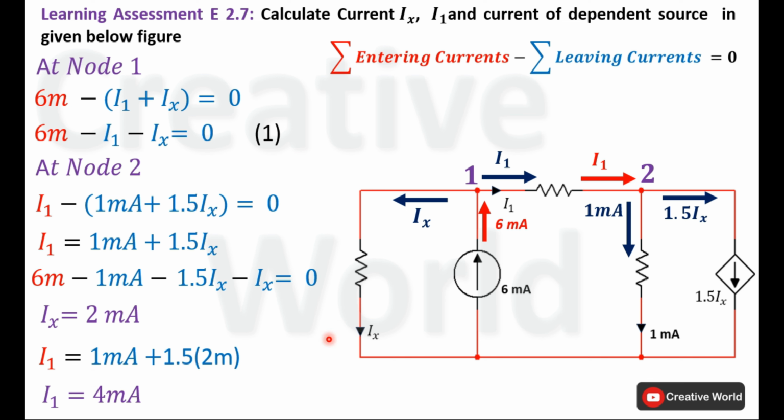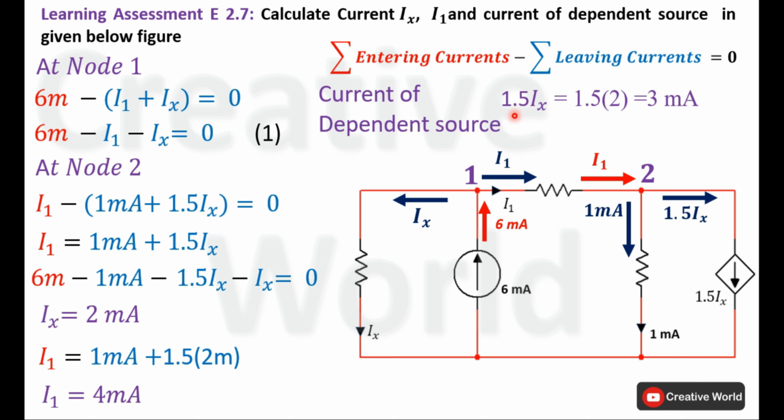Similarly, we can calculate the current value of this dependent source, that is 1.5 Ix, and we have the value of Ix, so we can calculate its current. The current of the dependent source will be 1.5 Ix and the value of Ix is 2 milliampere, so the current of this dependent source will be 3 milliampere. So this was chapter 2 learning assessment 2.7.